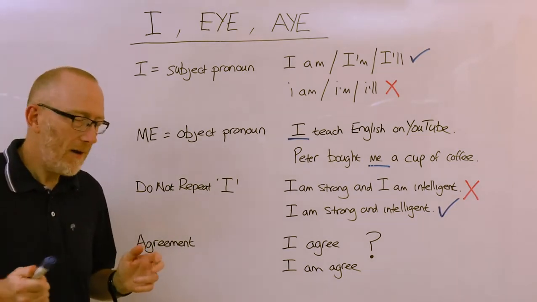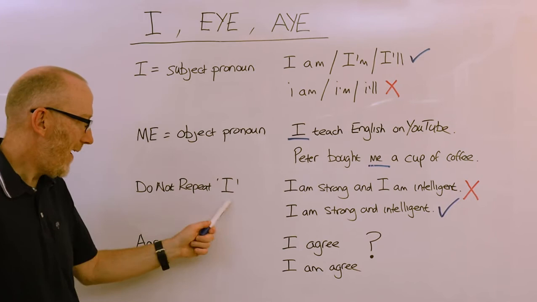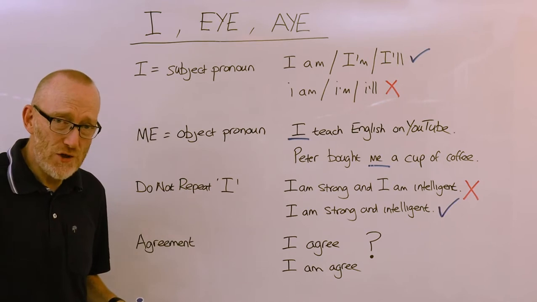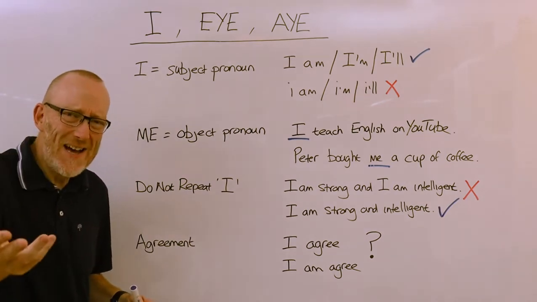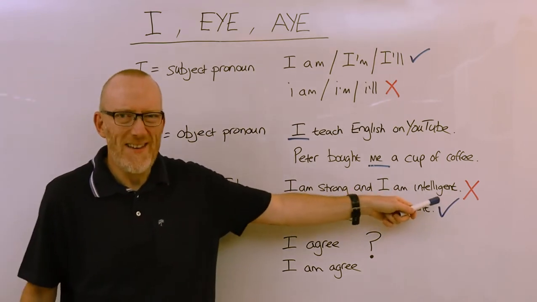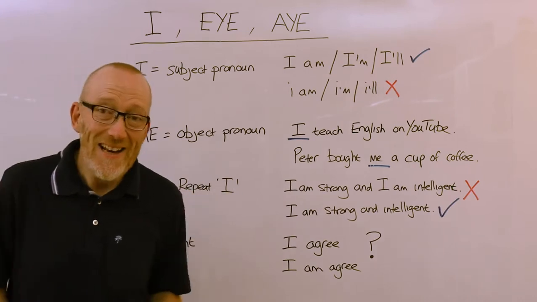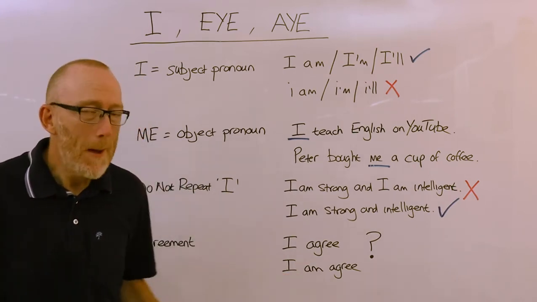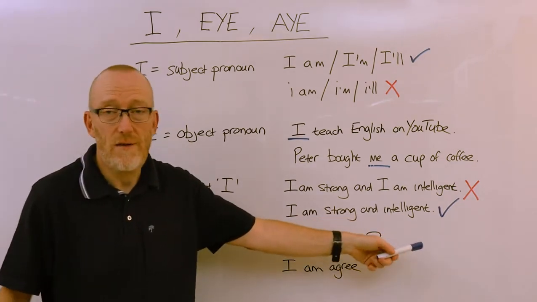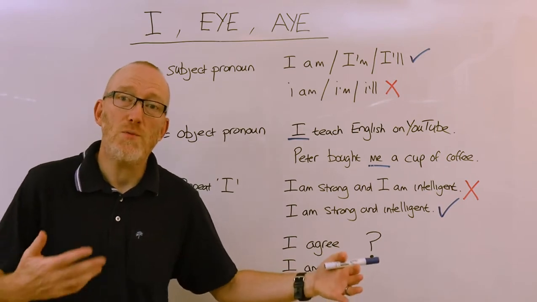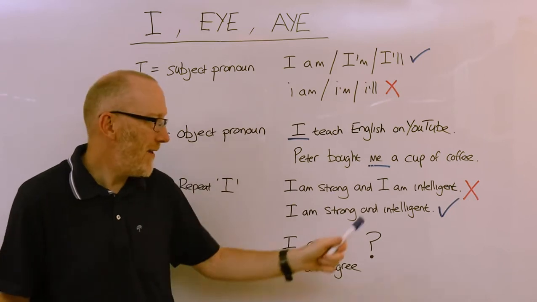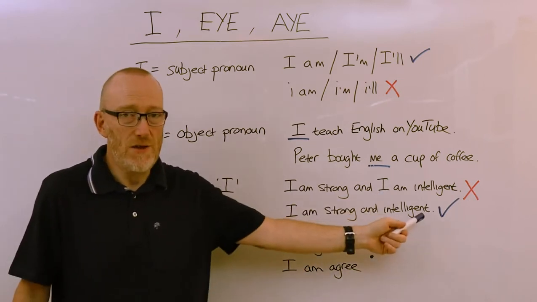Now, when you're writing, try not to repeat I in a sentence. It's not very natural, and again, in an exam, you are going to lose marks. So, for example, I am strong and I am intelligent. Technically, nothing wrong with it, if I'm honest with you, but it doesn't sound natural and it doesn't sound fluent. I am strong and intelligent is much better and much more natural. Okay, so I am strong and I am intelligent. No, never repeat the I. I am strong and intelligent. Much better.